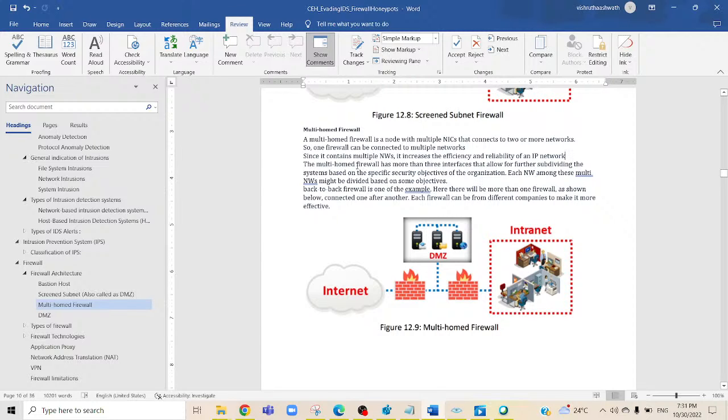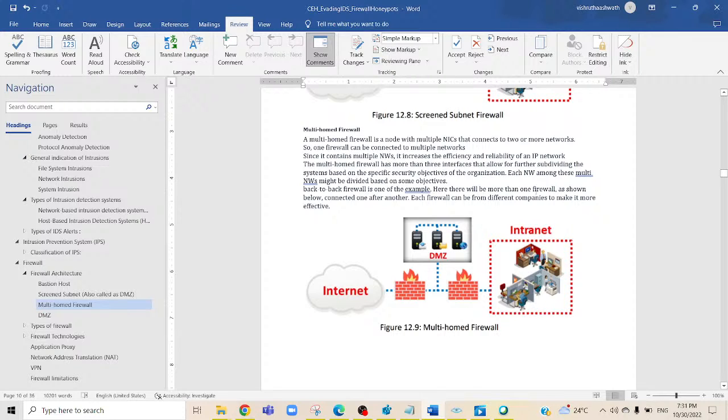The multi-homed firewall has more than three interfaces that allow for further subdividing the systems based on specific security objectives of the organization. Each network among these multiple networks might be divided based on some objectives. Back-to-back firewall is one of the examples.